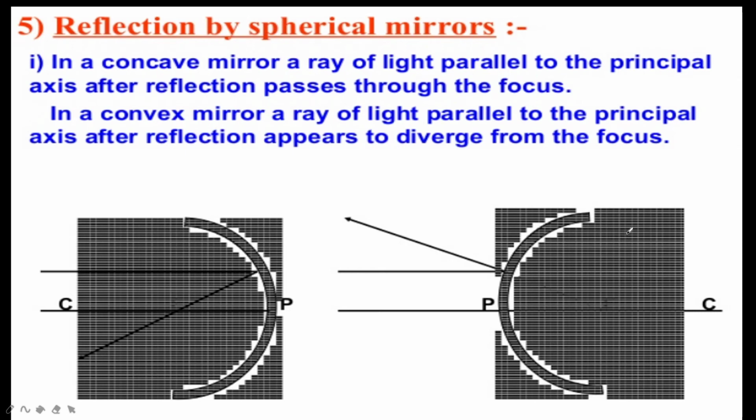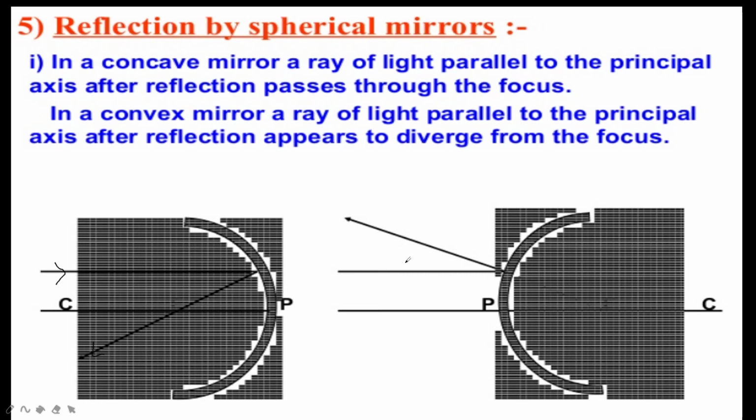Reflection by spherical mirrors. In a concave mirror, a ray of light parallel to the principal axis, after reflection, passes through the focus. So this is the first rule: a ray parallel to the principal axis converges at the focus.